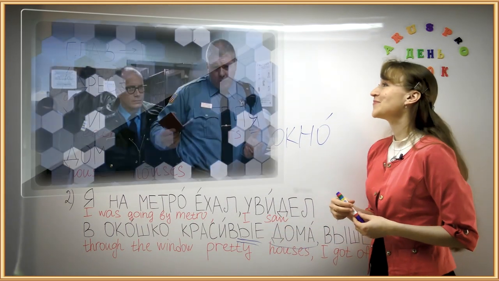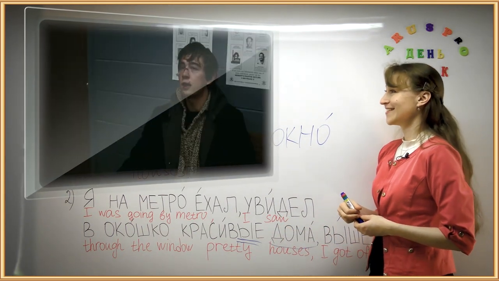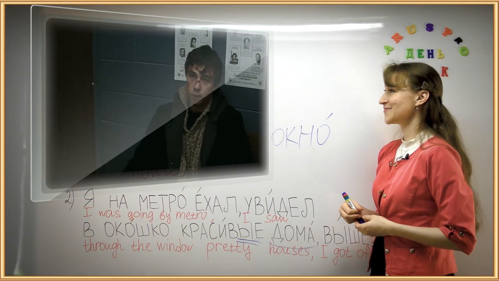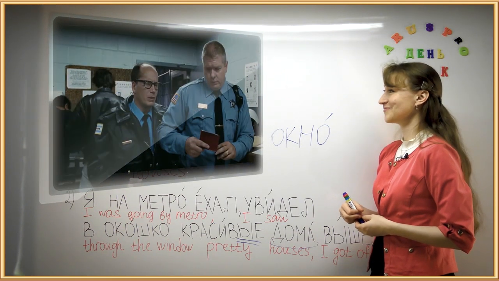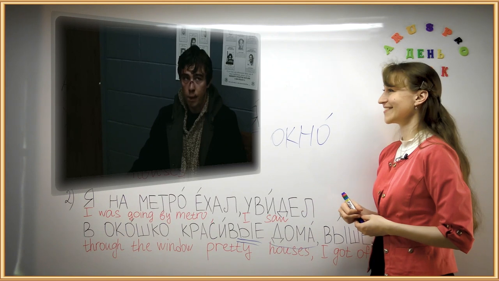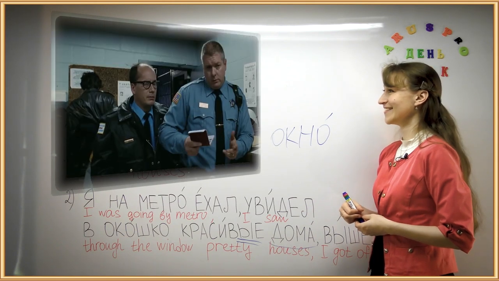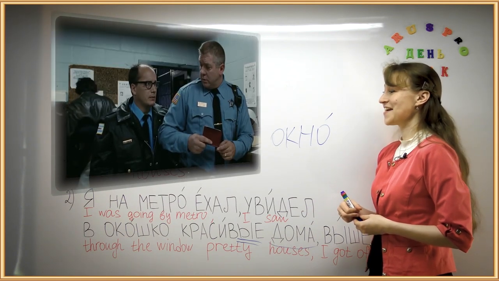Let's watch. So? No. Я на метро ехал, увидел в окошко красивые дома, вышел. I saw these pretty houses through the window, so I got off. Are there any pretty houses over there? Там есть красивые дома.